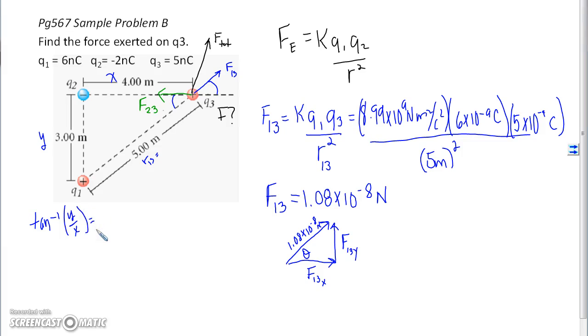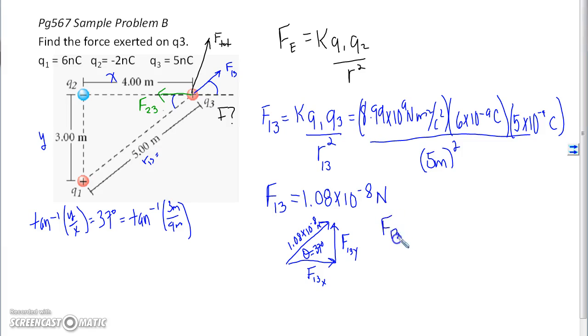So that's 3 divided by 4, inverse tan. I get my angle as, rounding, 37 degrees right here. And that's by doing inverse tan of my y, which was 3 meters, over the x, which was 4. So this is 37 degrees right here. Now I can carry out my calculations for finding x and y.